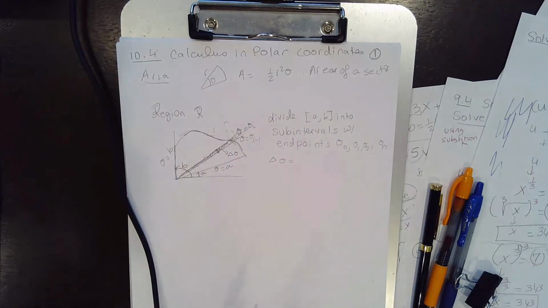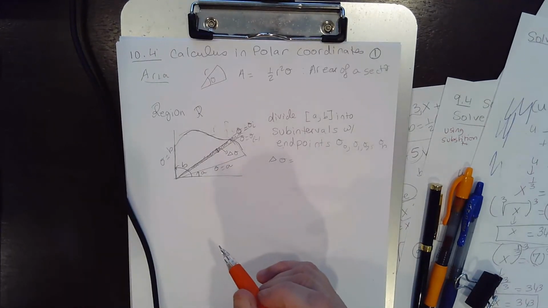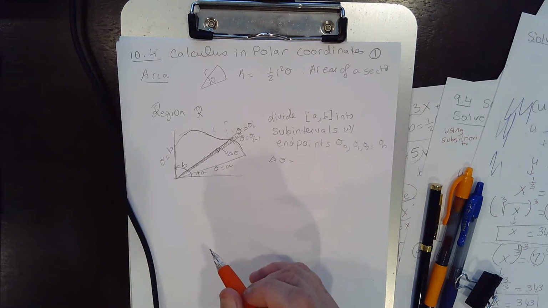We are working on section 10.4 today, Calculus in Polar Coordinates. So we're going to be using calculus to find the areas, arc length, and tangents involving polar curves.